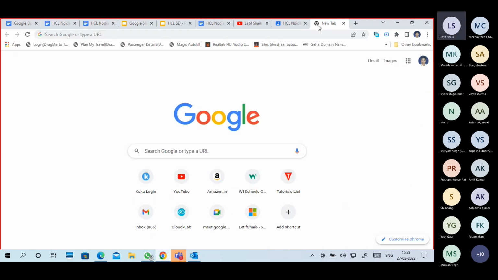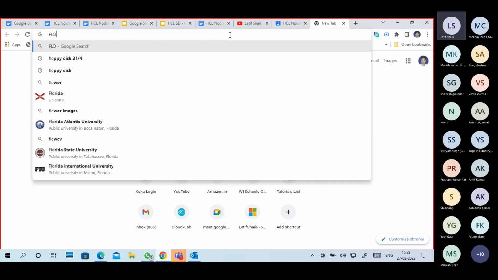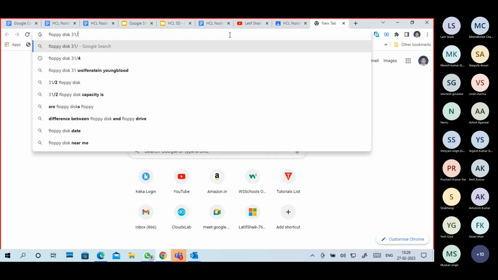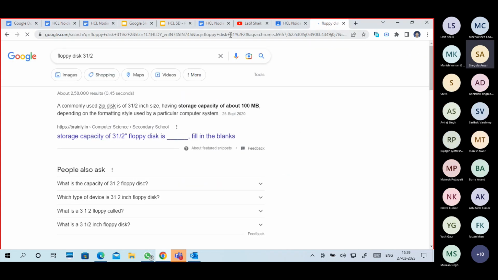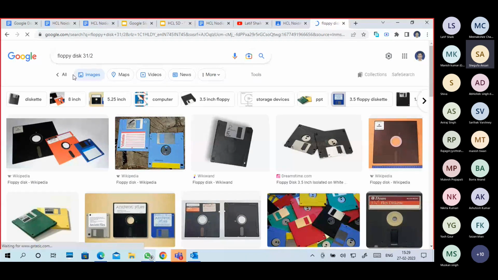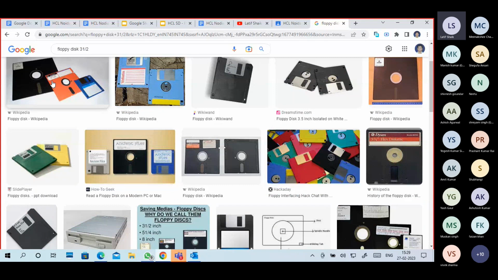What does a floppy disk look like? Sir, can we increase our hard disk storage capacity? Yes, we can add an additional hard disk, depending upon your system capacity. Generally, a maximum of 4 hard disks we can connect in a single normal desktop computer.